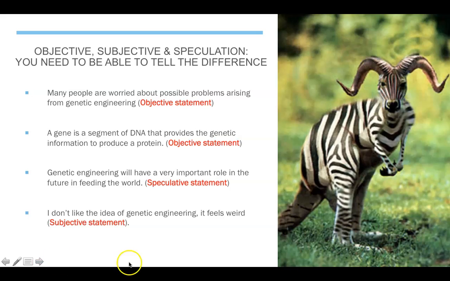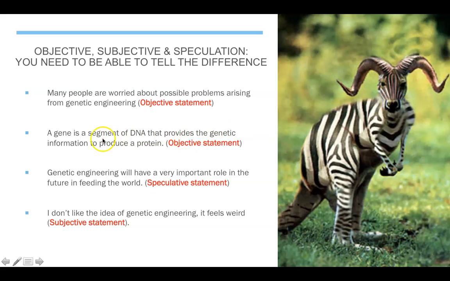So when we're talking about objective, subjective and speculation, these are just some examples. This is objective: many people are worried about possible problems arising from genetic engineering. That is an objective statement. There is data out there that has people saying, yes, I'm concerned, no, I'm not concerned. You have got objective data. It is there, it is true, it is in front of you, it is statistical.